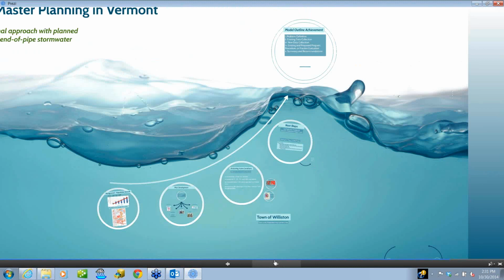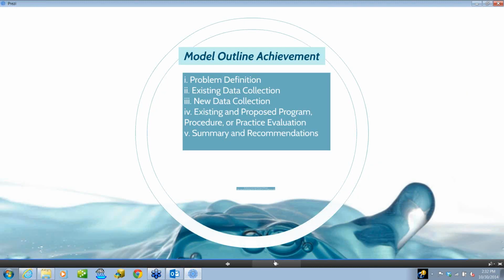So looking at the overall model outline achievement again, back to the DEC master planning framework. This approach, this template, does meet all of these outline requirements simply because we're following the steps of defining the problem, really doing an exhaustive search and discussion of all the existing data which has been produced, then going out and actually collecting new data, not only to evaluate existing problem areas, but then also to take another step and look at the future problem sites which were predicted based on stormwater modeling.